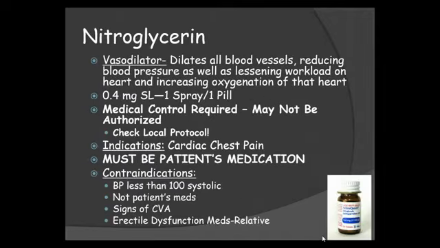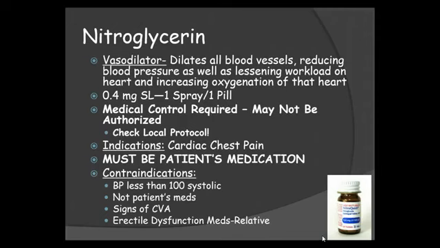Nitroglycerin is a vasodilator. It dilates all the blood vessels, reducing blood pressure as well as lessening the workload on the heart and increasing oxygenation of that cardiac tissue. The dosage for nitroglycerin is 0.4 milligrams sublingual, either one spray or one pill, depending on what your service carries. Medical control authorization is required. You may not be authorized per protocols to administer nitroglycerin. Always be aware of what you are able to do as an EMT basic per your protocols.